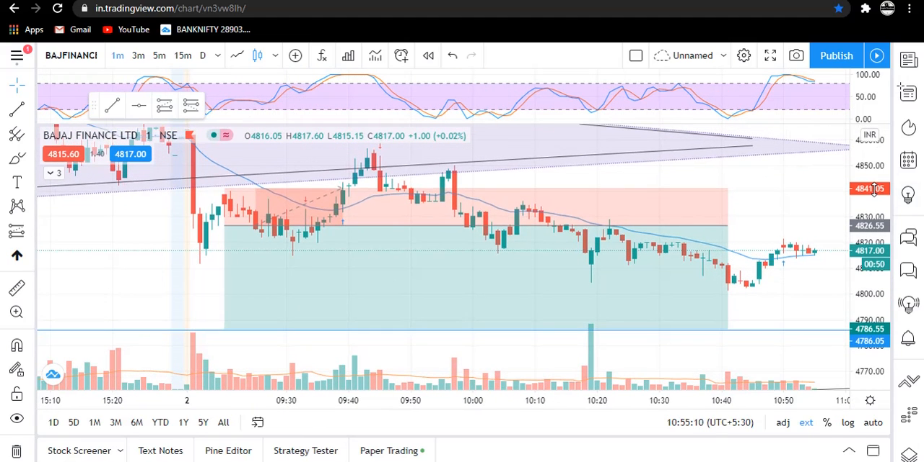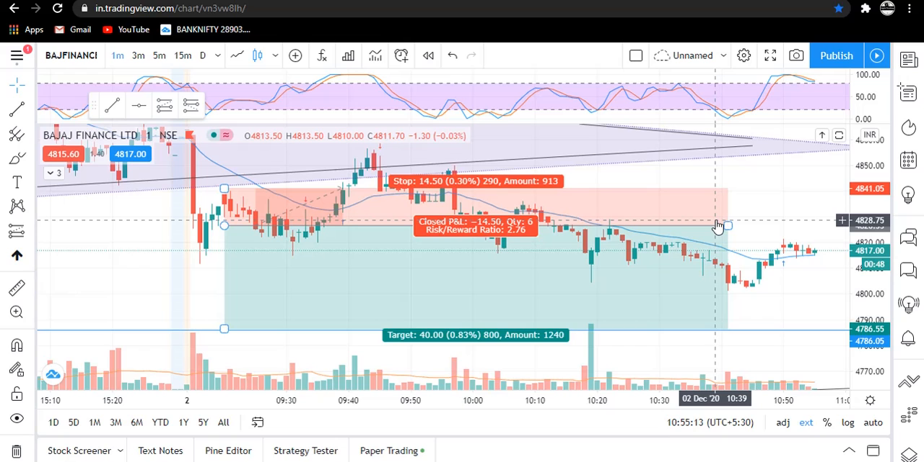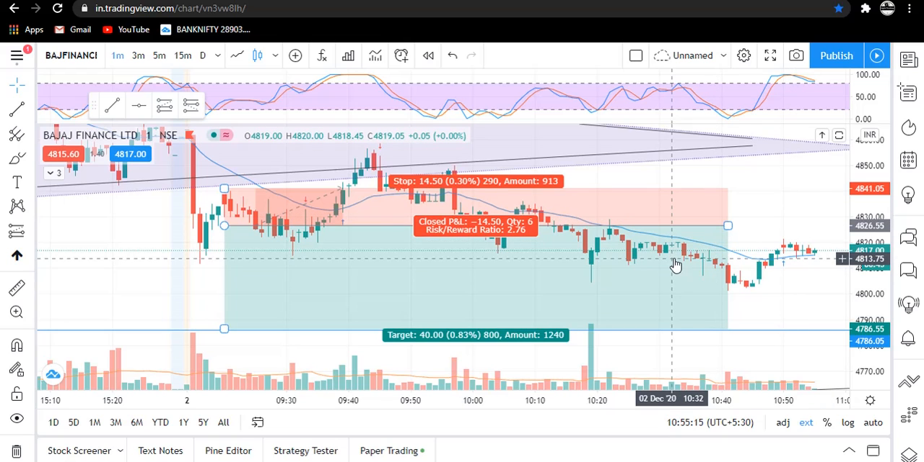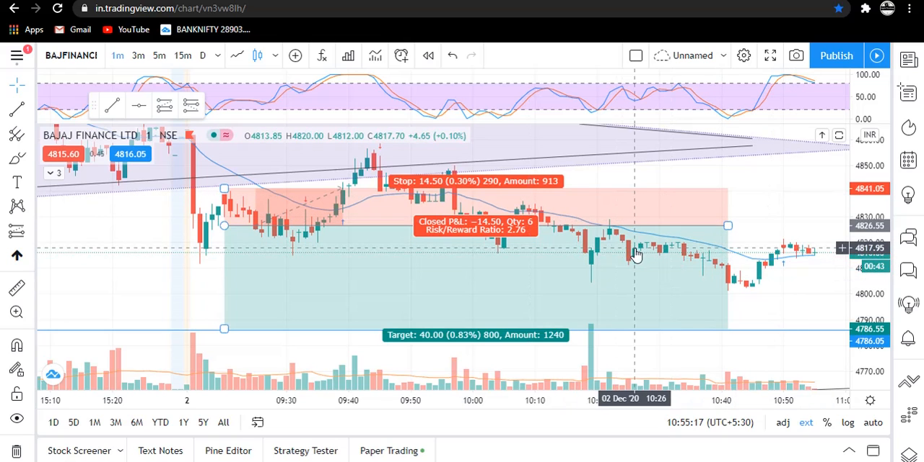Okay traders, so this is a part of trading. Sometimes we have to book losses also, but we have covered it, and this is the complete explanation.